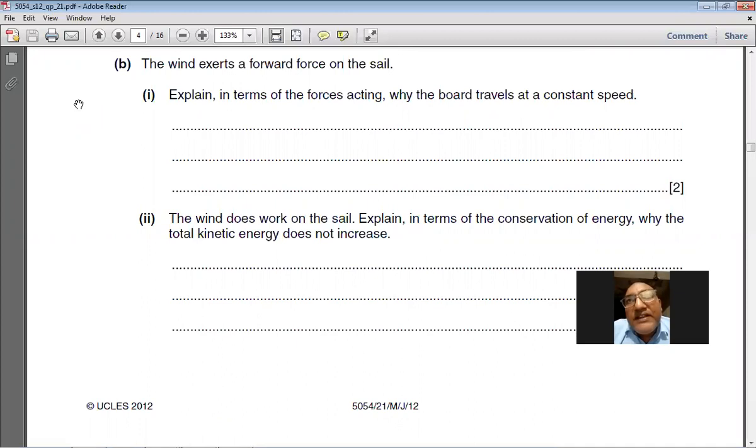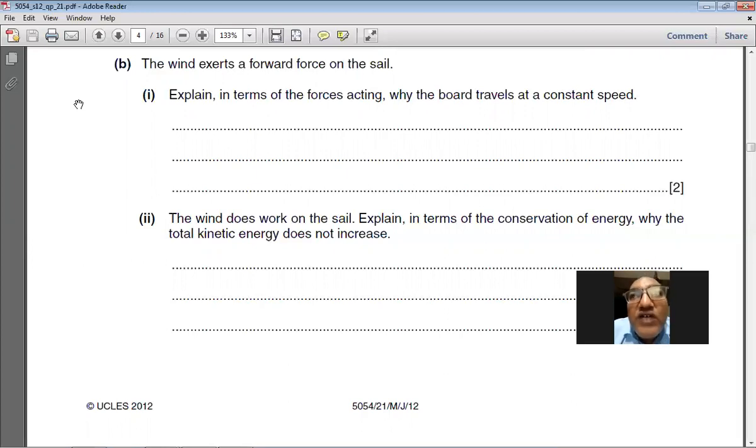For example, in the case of this boat, the forward force exerted by the wind on the sail, that is balanced by the drag of the water or the frictional force of the water on the ship. And that frictional force is opposite to the direction of the motion of the ship. So if the forward force and the backward frictional force are equal in magnitude, but in opposite direction, their resultant force will be zero. So when the resultant force will be zero, the acceleration will be zero, and the body will move with a constant speed. I have written this answer.